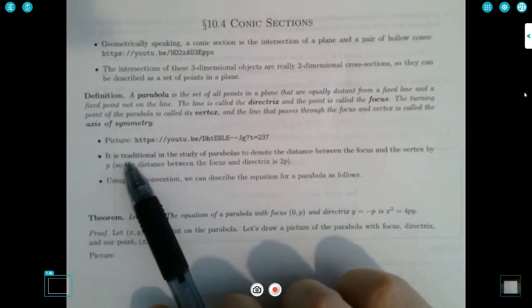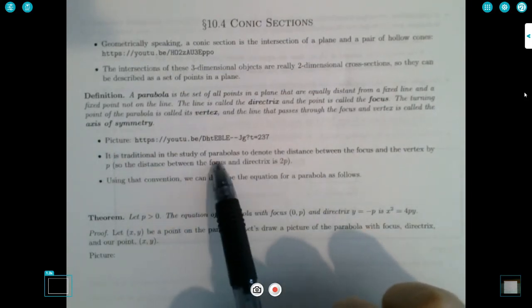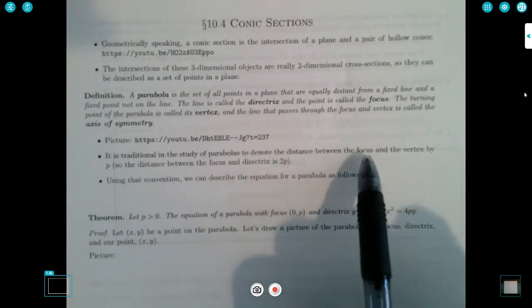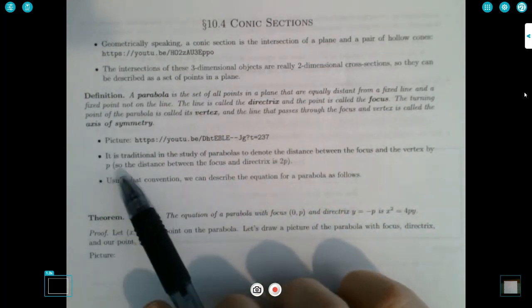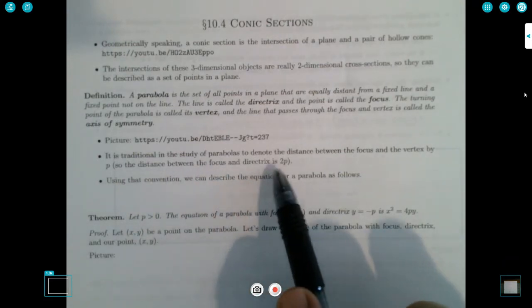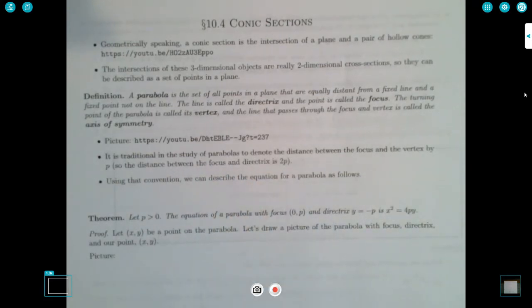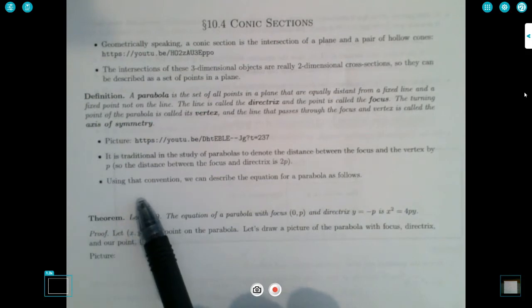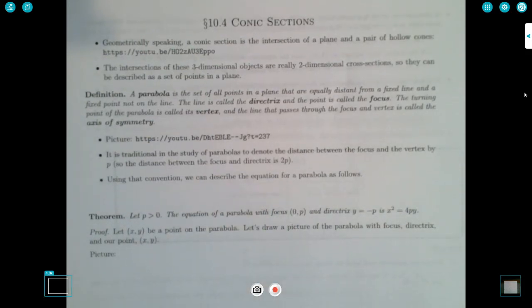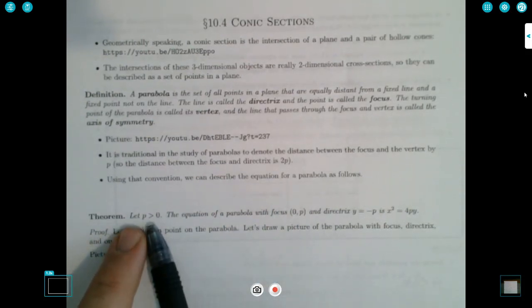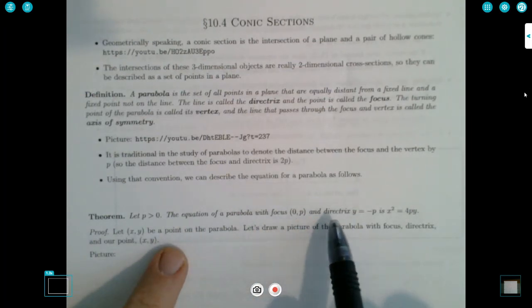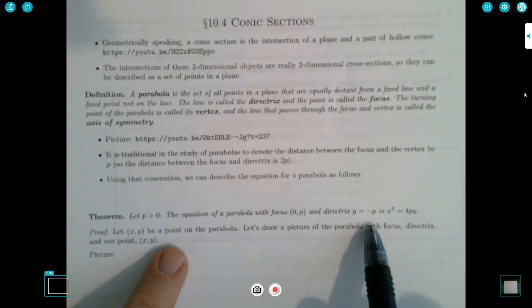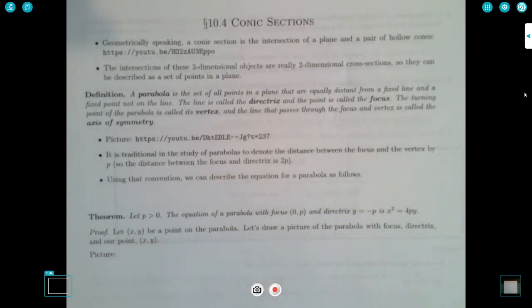Traditionally, when we're dealing with parabolas, we denote the distance between the focus and the vertex by p. So the distance between the focus and directrix would be 2p. Using that convention, we can describe the equation for a parabola as follows. If p is a positive number, the equation of a parabola with focus (0, p) and directrix y = -p is x^2 = 4py.